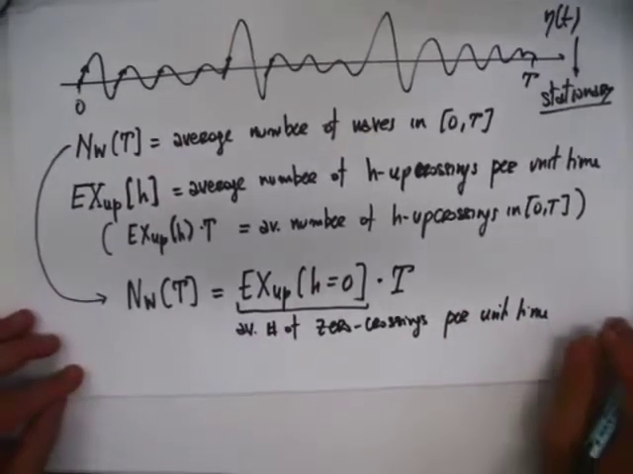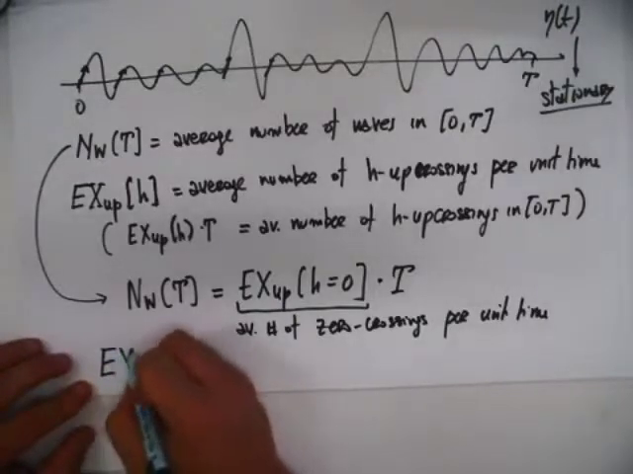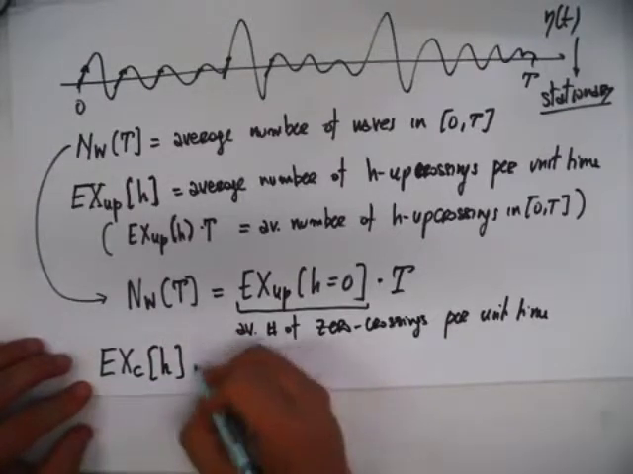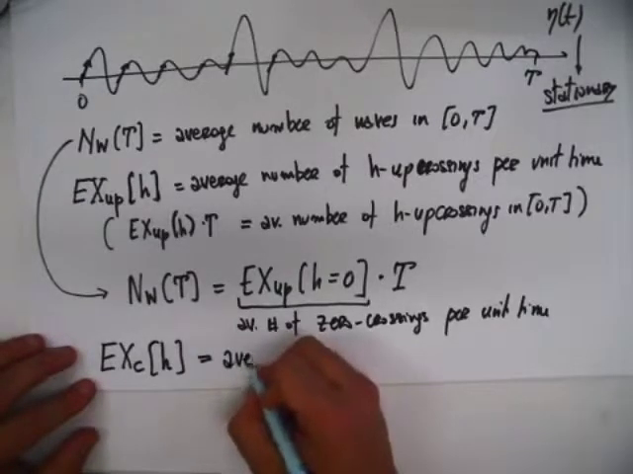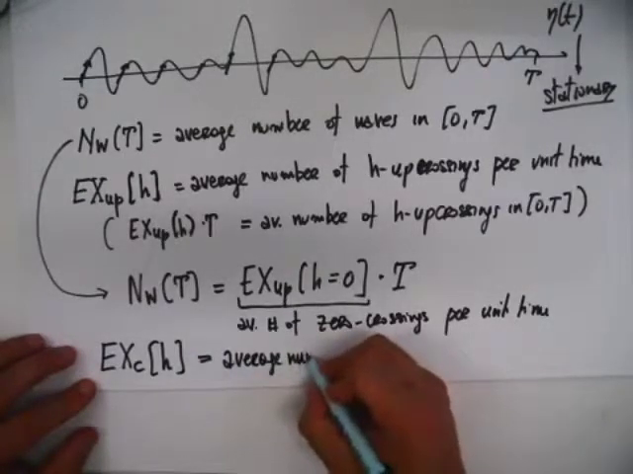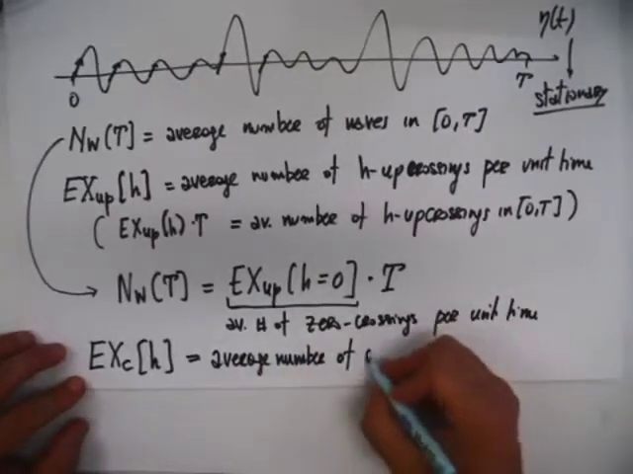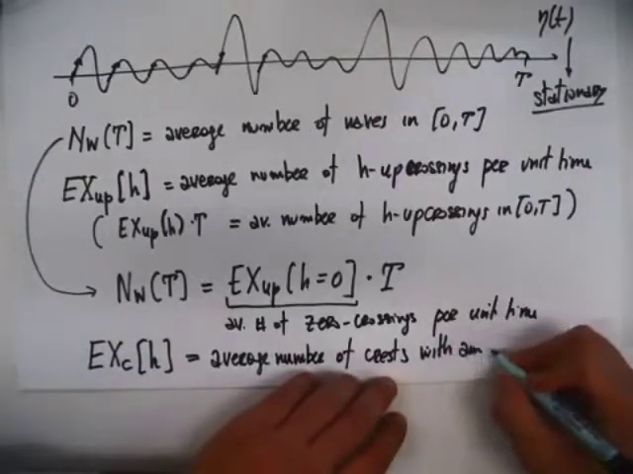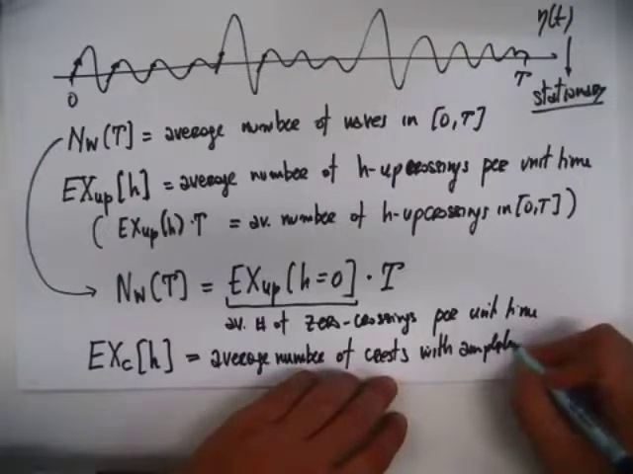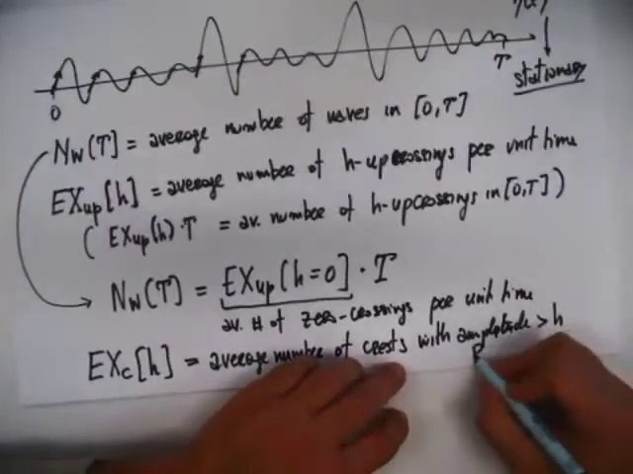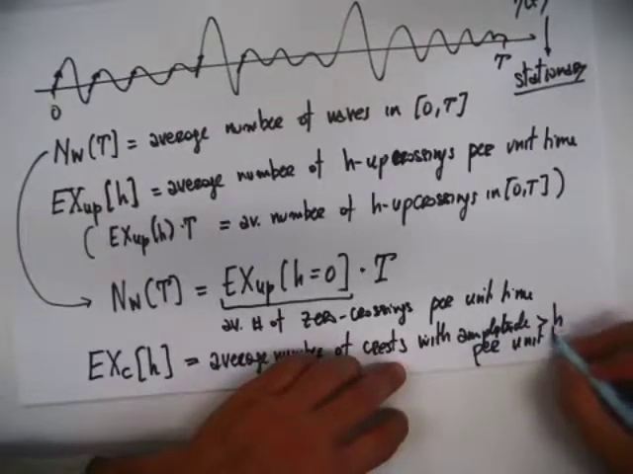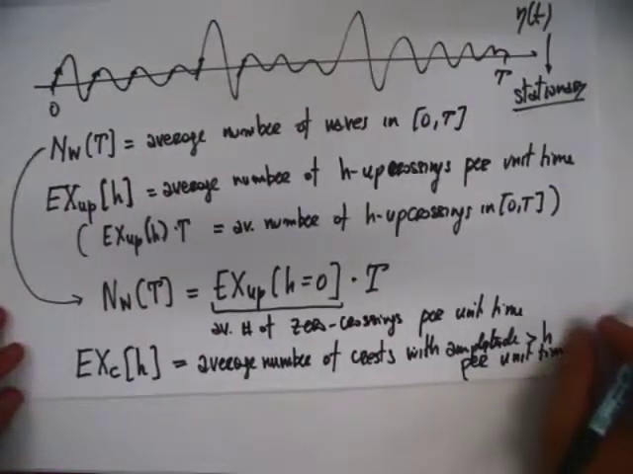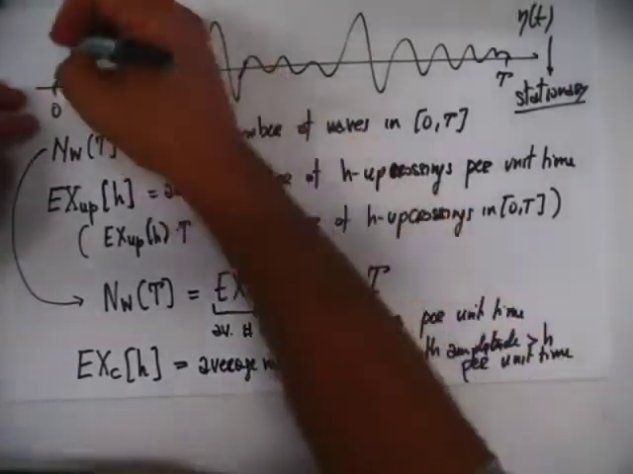Of course, I can also define the expected number of crests which are larger than h, E[C], as the average number of crests with amplitude greater than h per unit time. And of course, these are the number of crests.